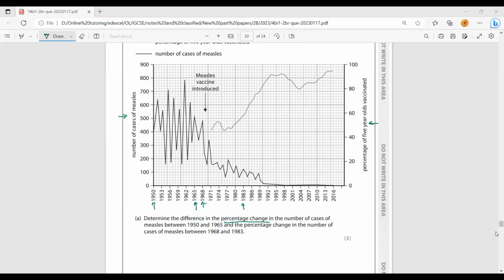Mohamed Dawood, first from 1950 to 1965. The percentage change. Mohamed Dawood. Lily. Yes, Lily. Yes, miss, 1 second.